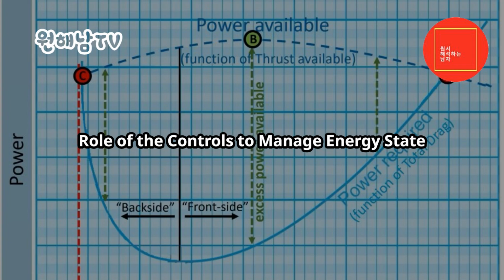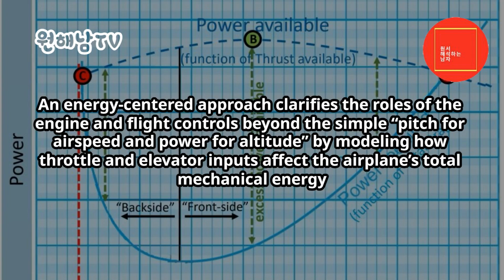Role of the controls to manage energy state. An energy-centered approach clarifies the roles of the engine and flight controls beyond the simple pitch for airspeed and power for altitude, by modeling how throttle and elevator inputs affect the airplane's total mechanical energy.